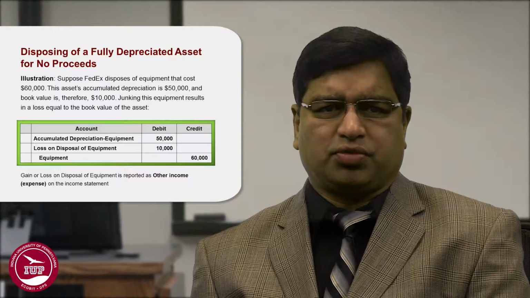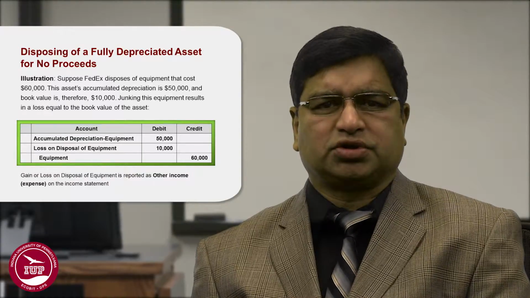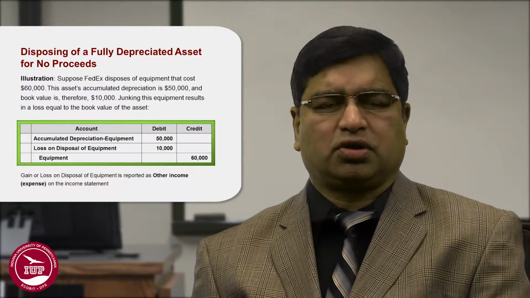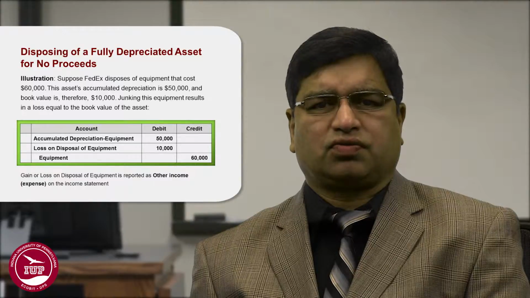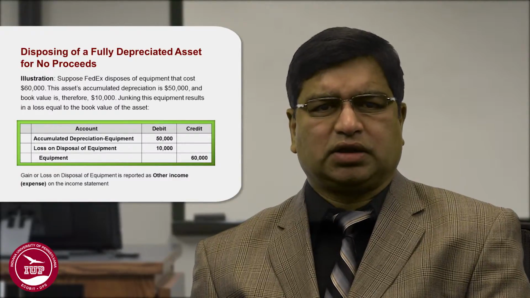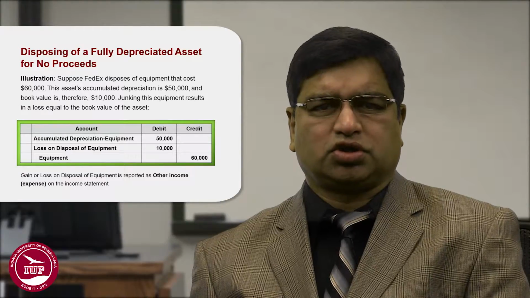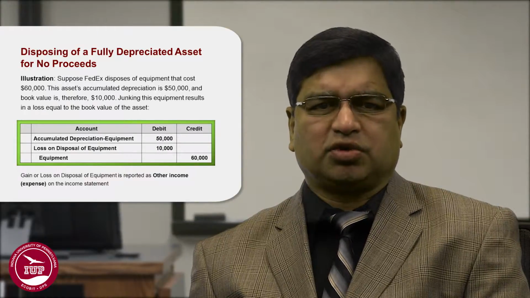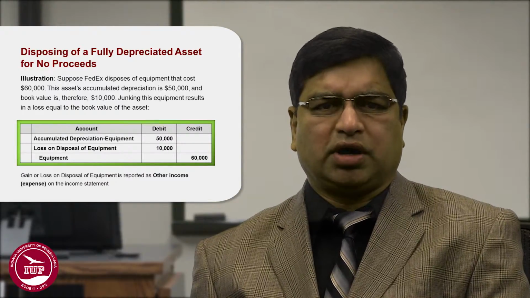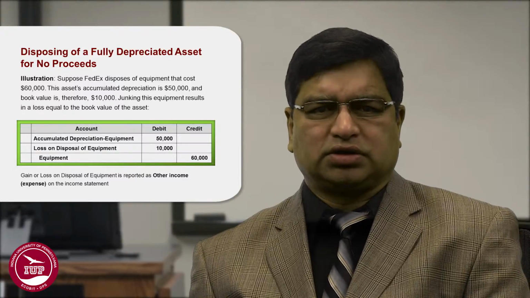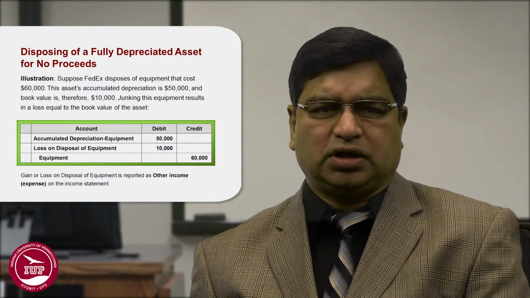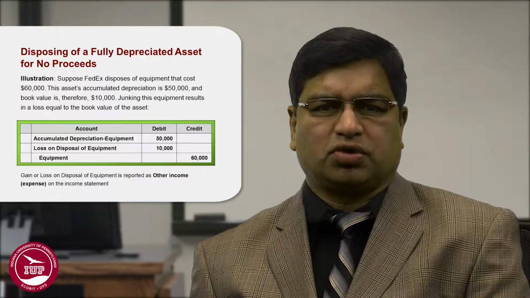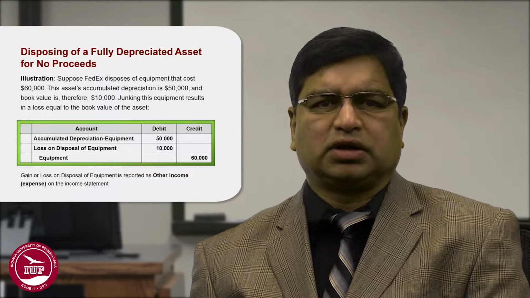If you junk this equipment, then you will record a loss on disposal of that asset, because the accumulated depreciation account for $50,000 is closed, and then the related loss on disposal of equipment is $10,000. Similarly, since $60,000 has been accounted for, your equipment account will be credited and the balance will be zero in the equipment account. And the gain or loss on disposal of equipment is then reported as other income or expense in the income statement.